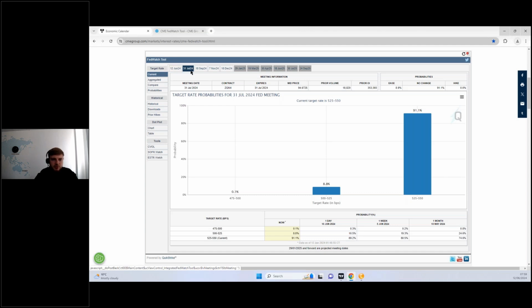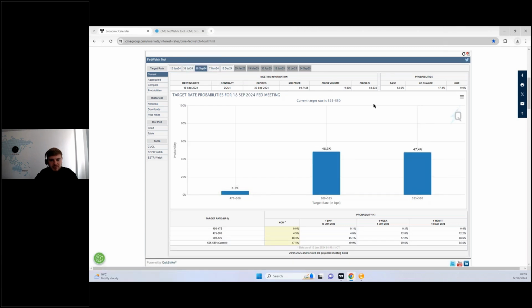That we're not going to get a cut in June brings us on to September, and the picture is slightly changing for September, right? Or the picture has kind of slightly changed for September. You can see a week ago there was a 30% chance of no interest rate cut and a 57% chance of a cut, right?